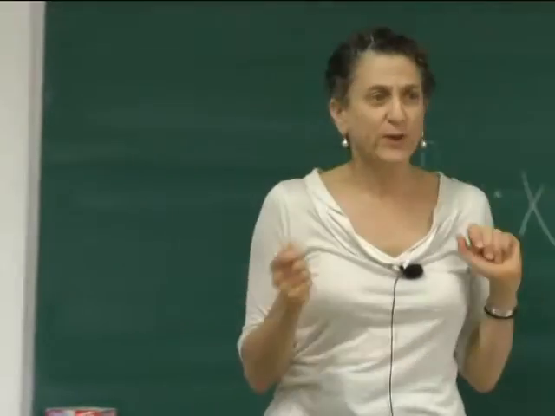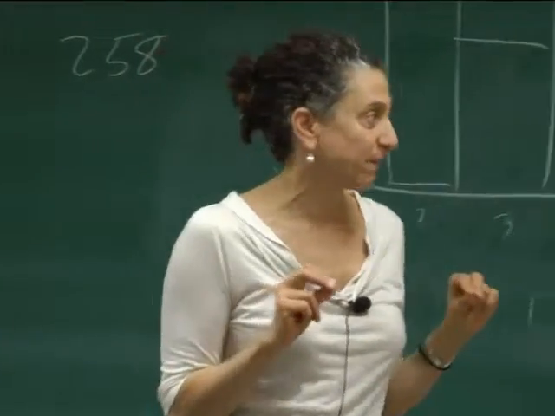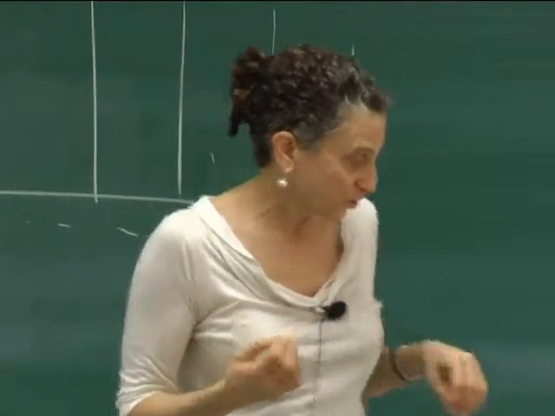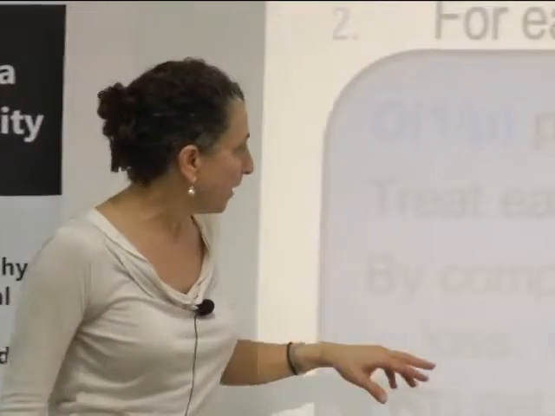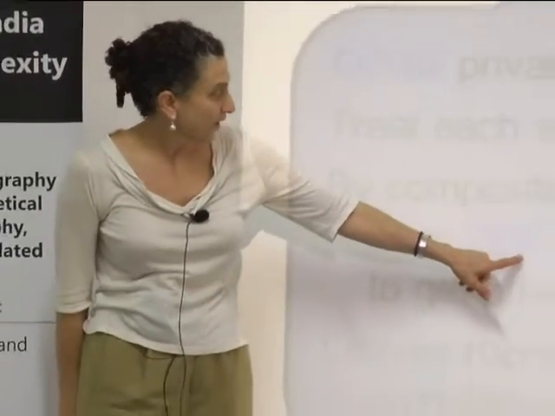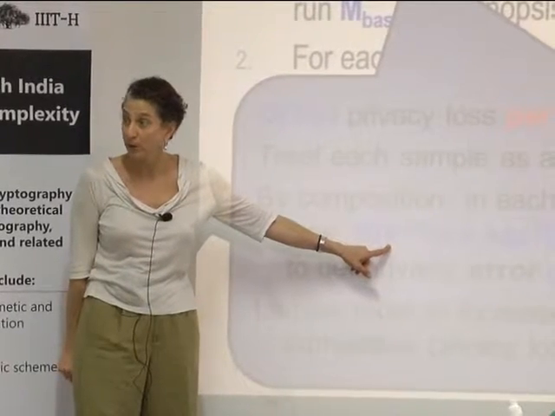We're going to treat each sample as a kind of differentially private mini-mechanism. And we're going to use composition to show that in each round, given that we have fixed the history, the total privacy loss is going to be on the order of k to the 1/2. K is the number of samples. This is where we're using composition.